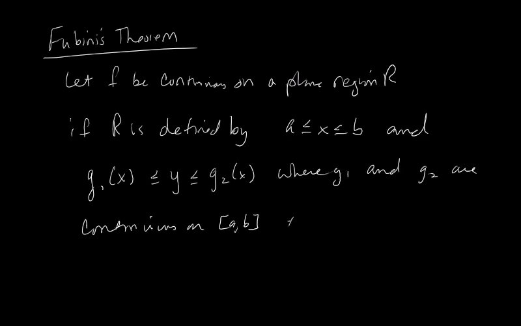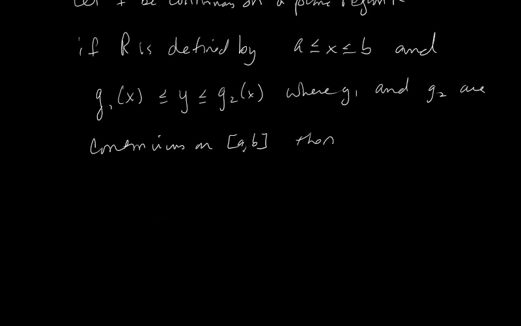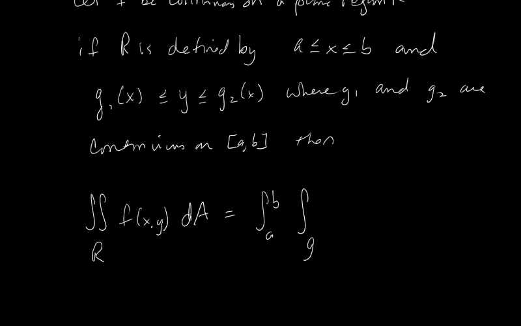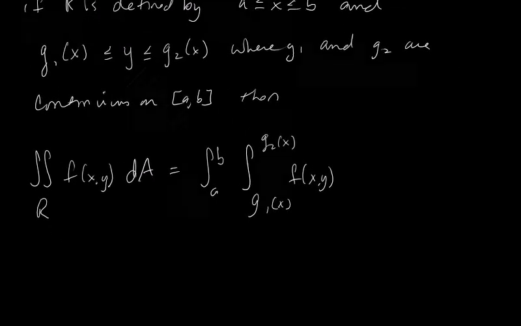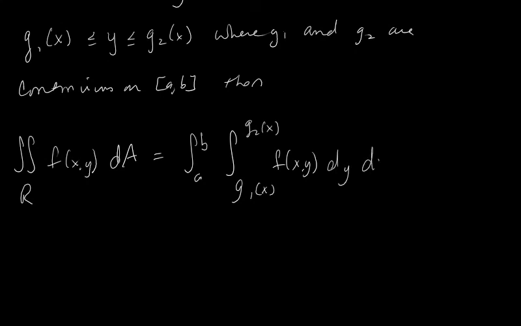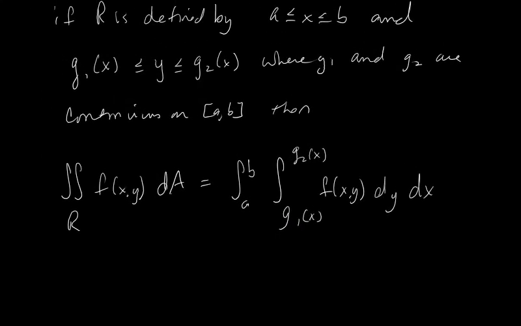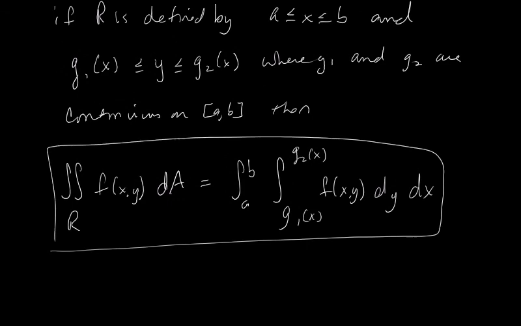Okay, then the integral over R of f of x, y with respect to the area is equal to the integral from a to b of the integral from g1 of x to g2 of x of f of x, y dy dx. And I will put a lovely box around that, and that's exactly what we've seen previously as well. Okay, so that'll wrap this one up. If you have any questions, as always, please let me know.